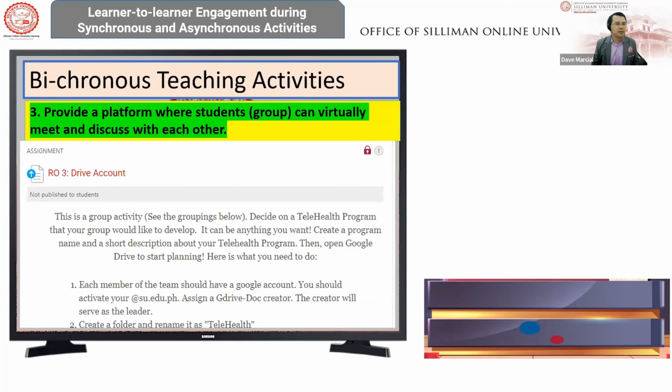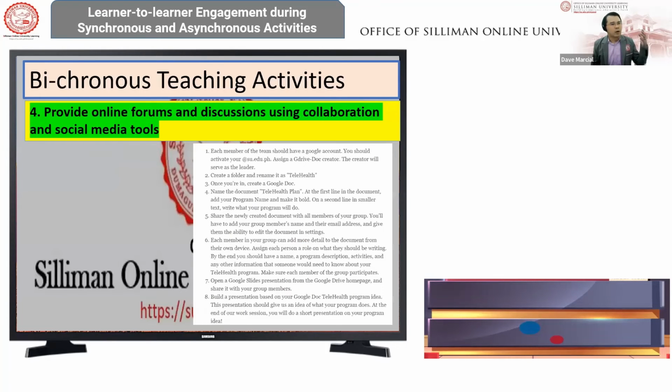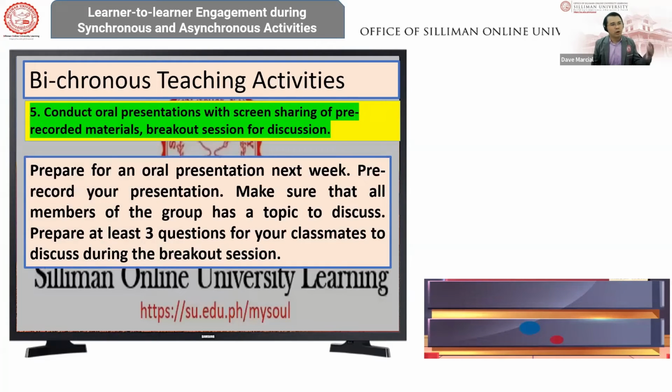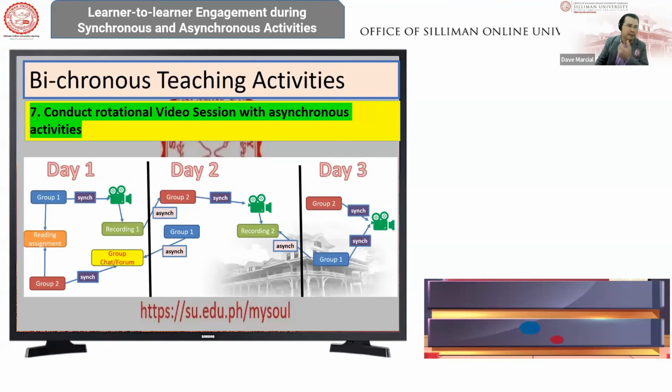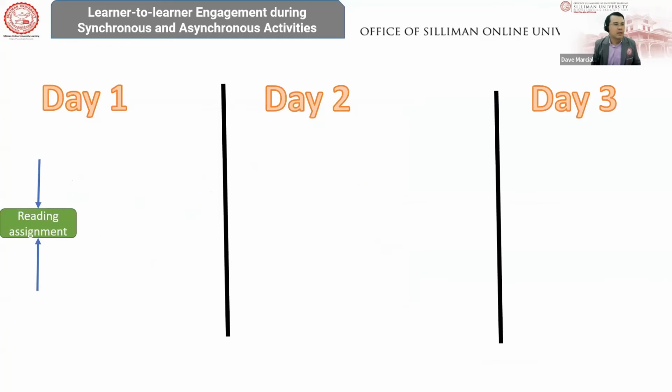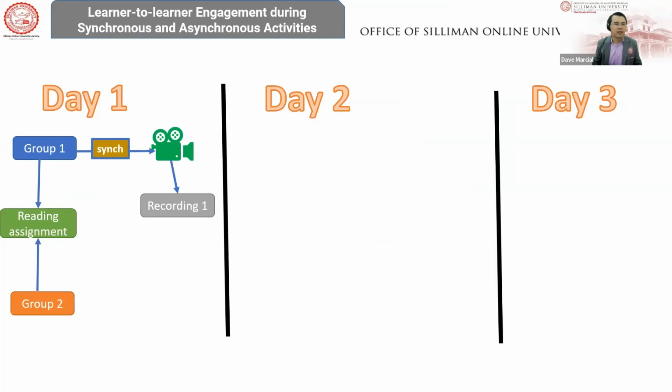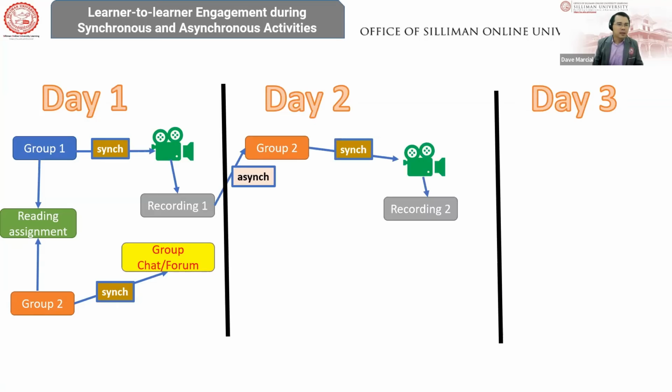Decide on the percentage distribution, provide a platform, online forum, oral presentation, group activity, and then conduct rotational video sessions. This is just an example. I did this in my class. I illustrated my class.